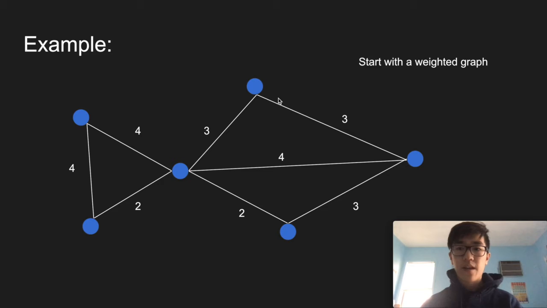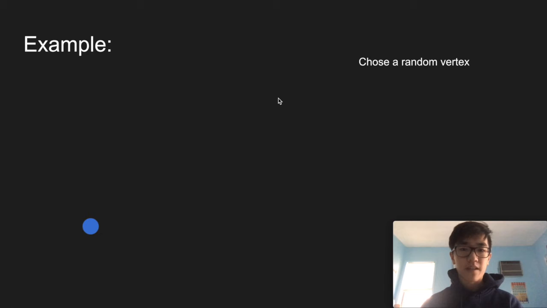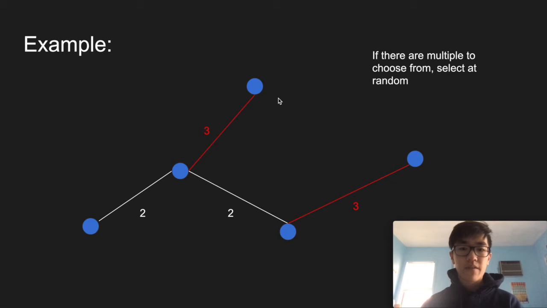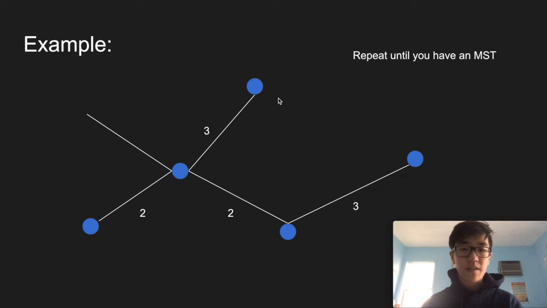We first want to start with a weighted undirected graph as shown. Our first step is to choose a random vertex, and then we want to choose the shortest edge from this vertex and add it. So the two options are an edge with weight 4 and an edge with weight 2, so we'll select the edge with weight 2. We continue this process, and if there are multiple to choose from, we select one at random. So since both the edges that we're choosing from have edge weight 3, we'll select one at random and continue building our MST. Now we'll repeat the previous steps until we have a valid MST.